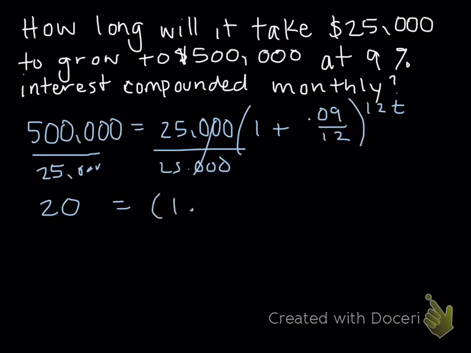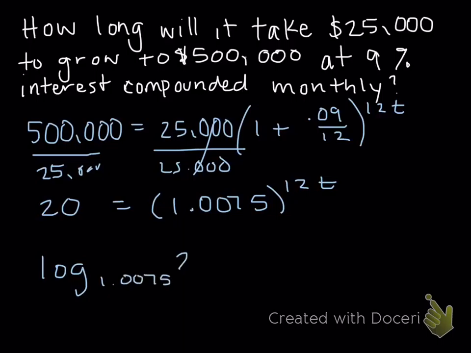I know it's going to be 1 point. I just need to do 0.09 divided by 12, and I get 0.0075, so the base is 1.0075, raised to the 12t. Now in order to solve something like this, I need to get it out of exponential form and put it in log form. Because my base is not e, I don't need to use natural log. I would just use log. So I'd have log base 1.0075 of 20 equals 12t.